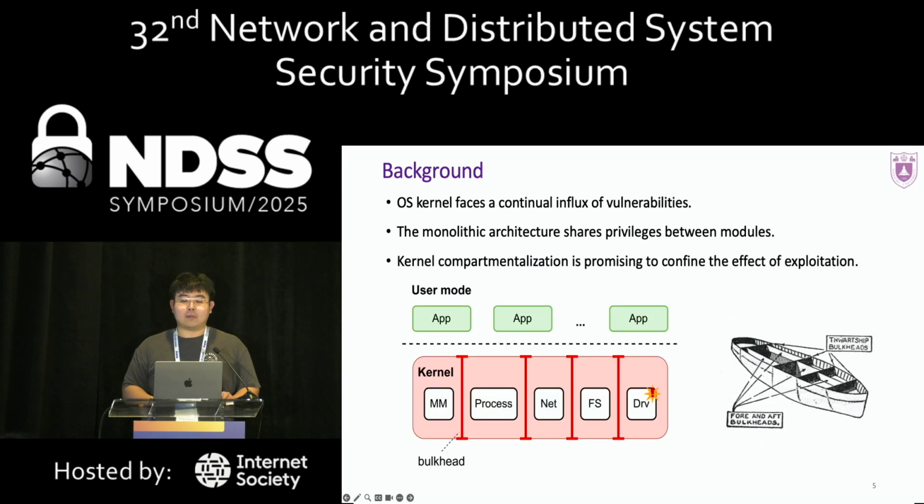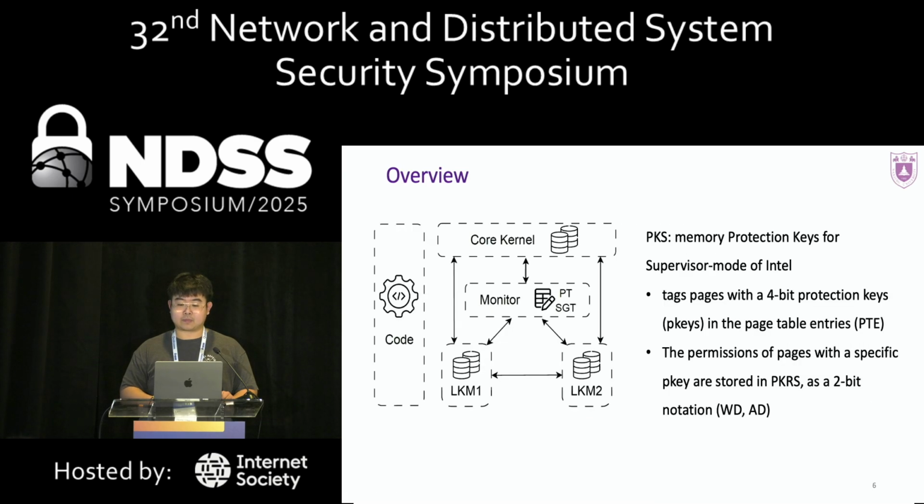The endless stream of vulnerabilities urgently calls for a principled mitigation to confine the effect of exploitation: kernel compartmentalization. We isolate modules into several separate compartments, with each compartment having access only to the data and code necessary for its functionality. Consequently, the impact of an exploited module is constrained, preventing system damage.